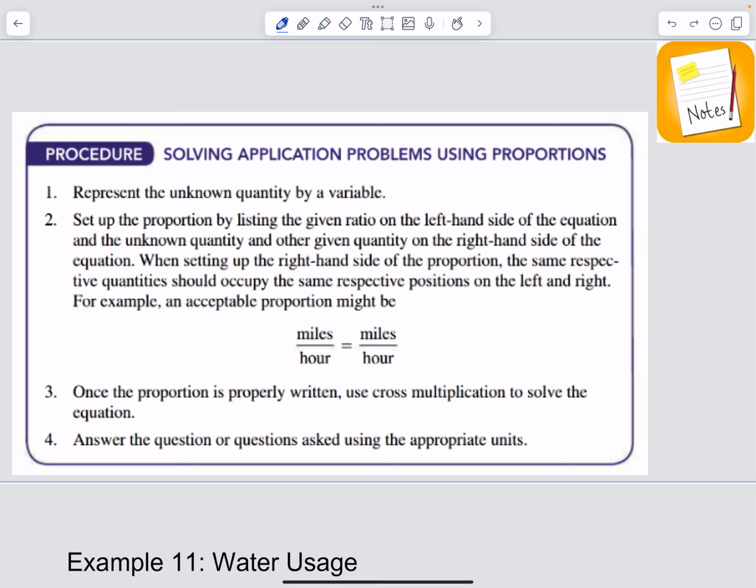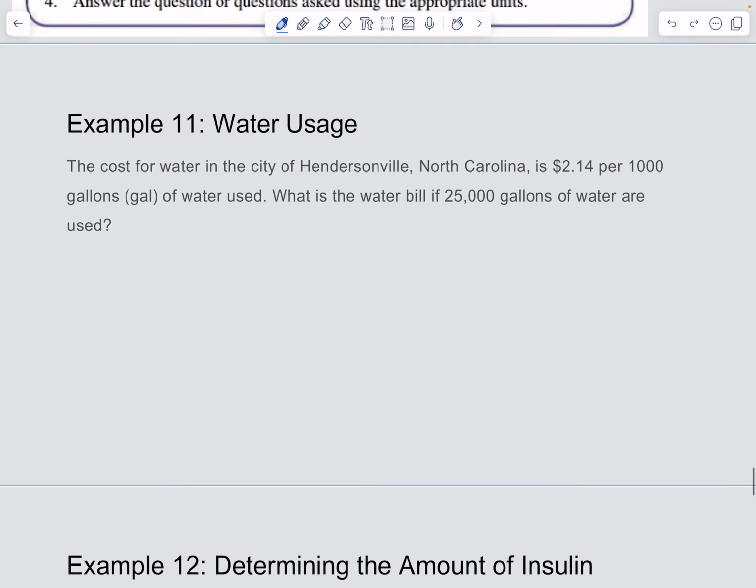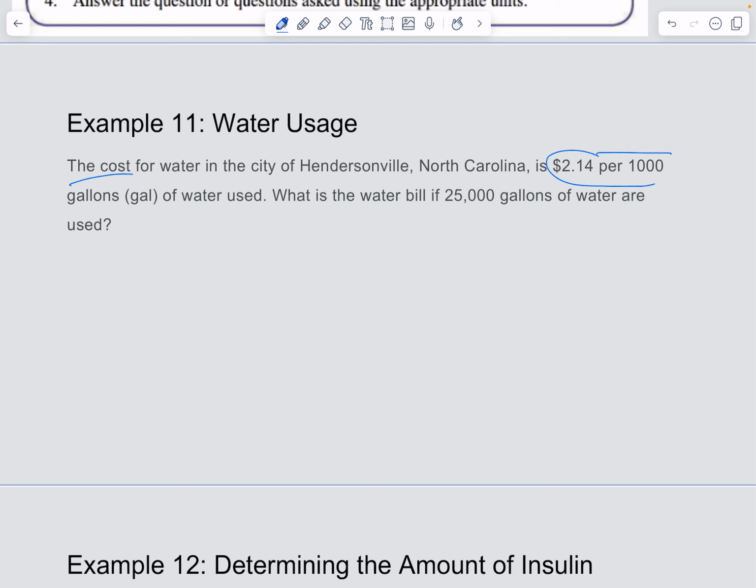Here is a procedure for solving proportions that you can pause and write down or read through, but I want to cover this example here. The cost for water in the city is $2.14 per 1,000 gallons of water. What is the bill if 25,000 gallons of water are used? So here we have dollars per gallons. That's our ratio. That tells us how to set them up, dollars per gallons.